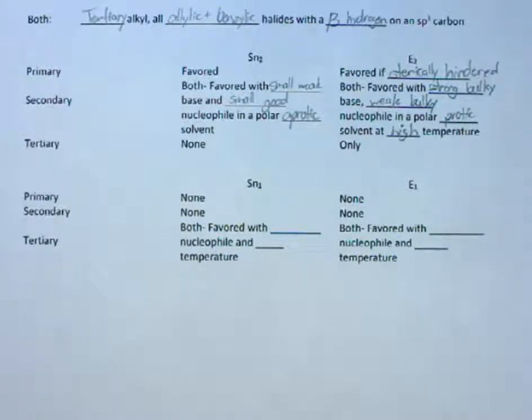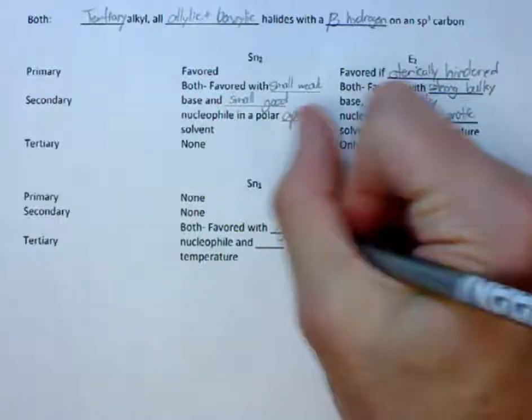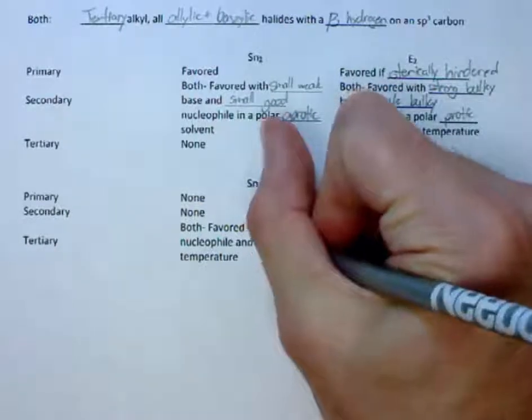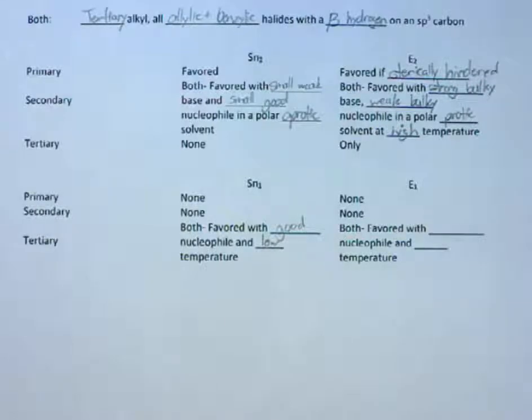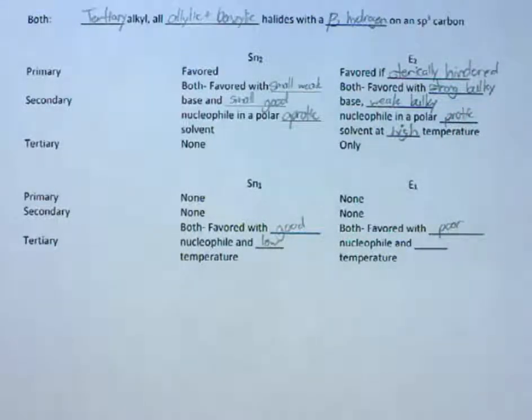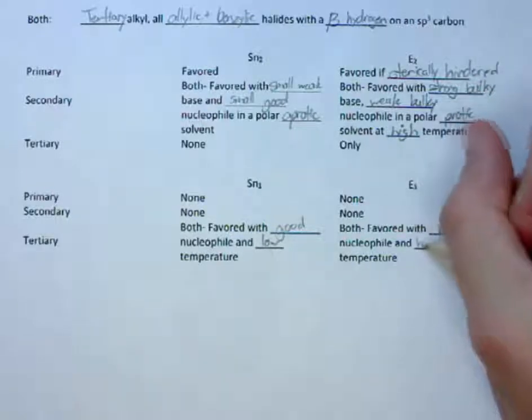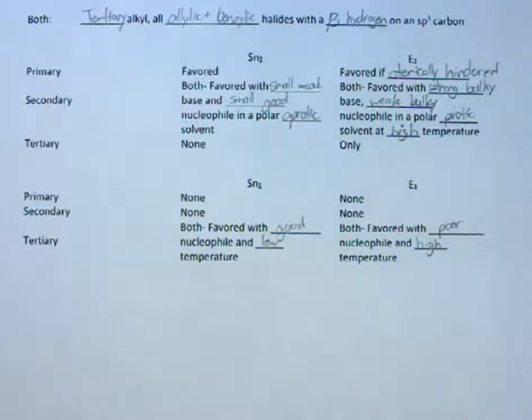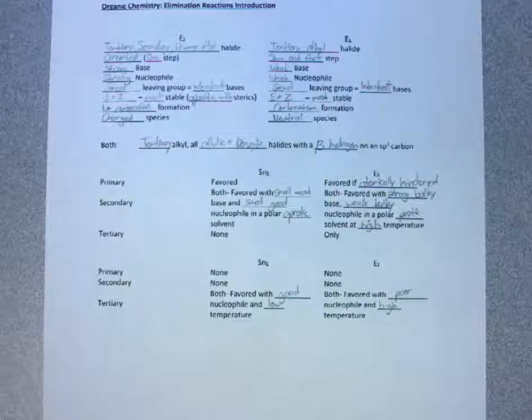If we look at SN1 and E1, neither will form with primary or secondary alkyl halides. However, with tertiary, you will get both. If you want more SN1, you want a good nucleophile at low temperatures, and for E1, you want a poor nucleophile at high temperatures. That concludes the introduction video to elimination reactions.